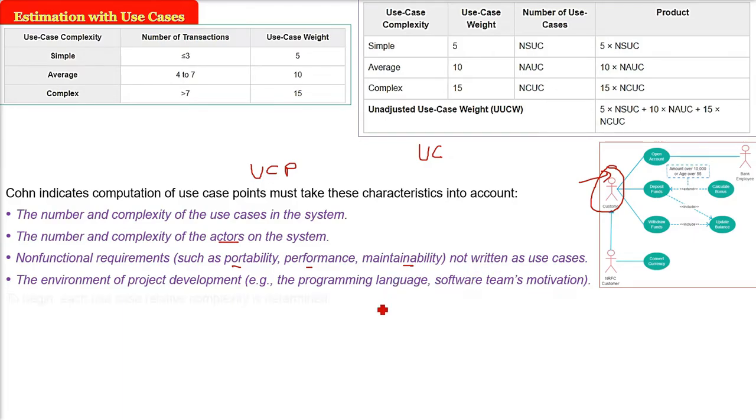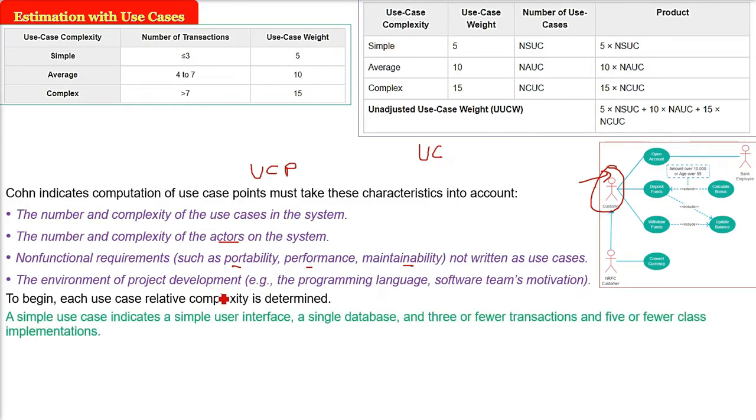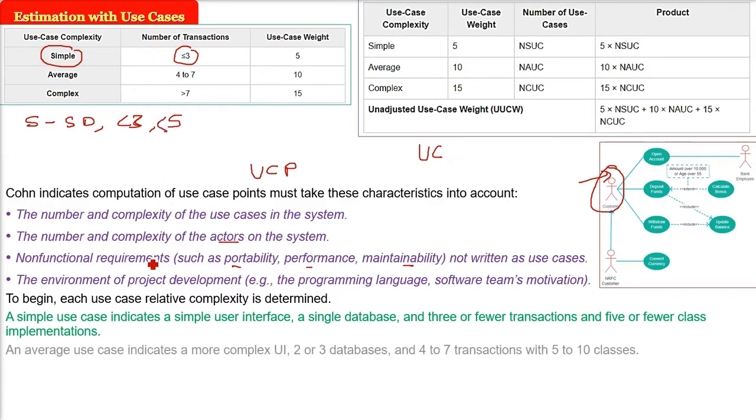So in order to begin, if you start with the use case, we have to know the complexity of the use case. See here, a simple use case just indicates a simple user interface. So the complexity is simple. A simple use case may have just a simple user interface, a single database, fewer than 3 transactions, and fewer than 5 classes implemented. So this is simple complexity.